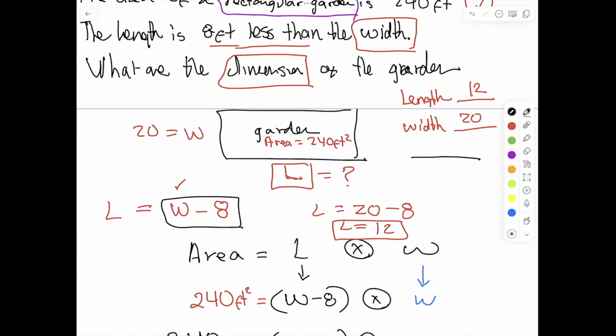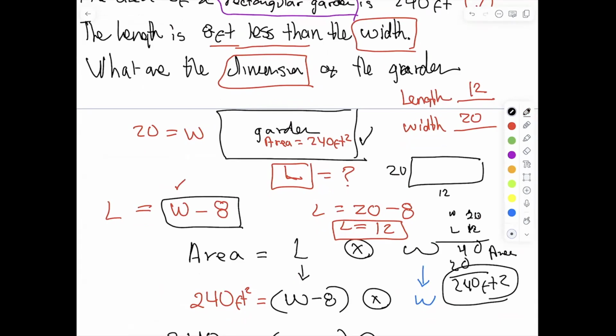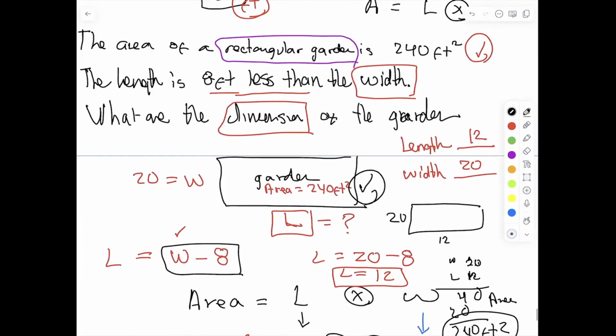Let's see. I take my rectangle, I got 20 here, and I got 12 here. If I take 20 times 12, right? Because this is my width times my length, is going to give me my area. 2 times 0 is 0. 2 times 2 is 4. 1 times this is 0. This is 2. I get 240 square feet. Is that the area here? The answer is yes. So this is what you're going to be responsible for when it comes to the area.